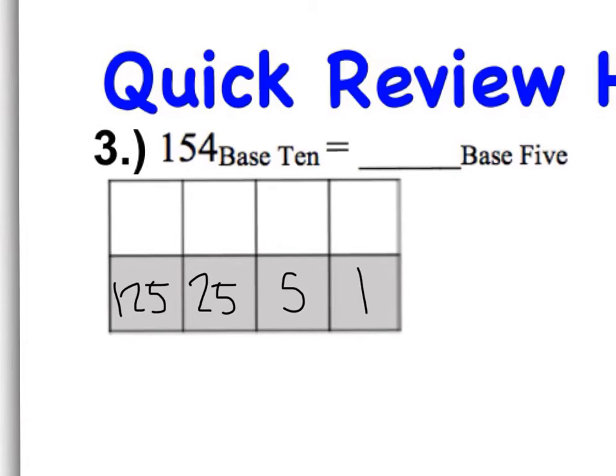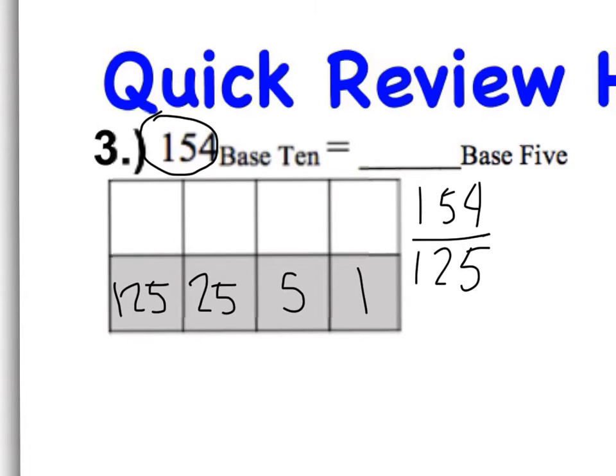All right, first things first. We need to take this number and we need to divide it by 125. Okay, so if I go 154 divided by 125, I know 125 can go into 150 one time with the remainder of 29. And that makes sense because 154 minus 125 is 29. So I know that can go in there one time.